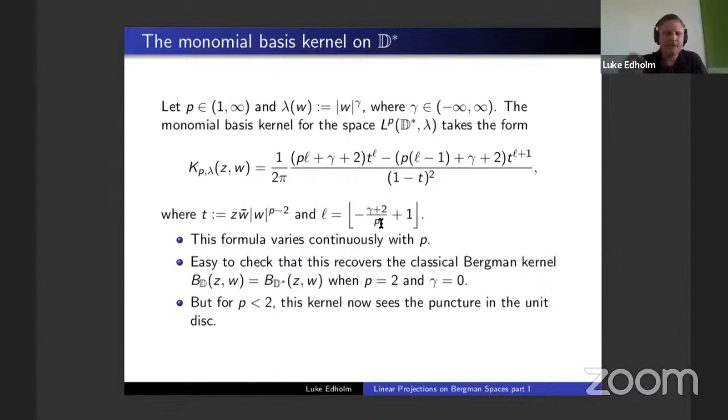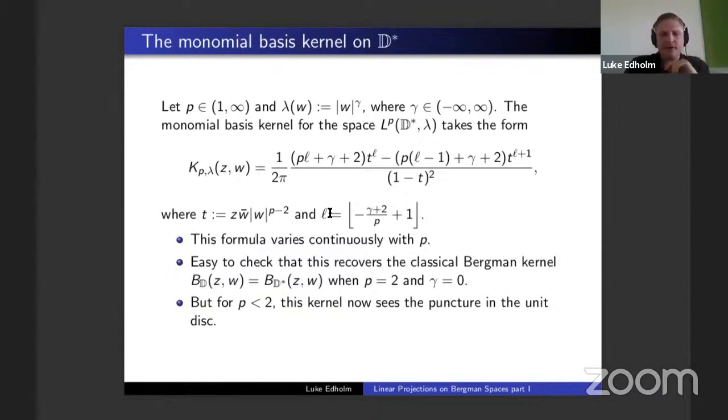All right, you might think that's kind of ugly looking. For instance, this thing is often going to be a negative integer. And so you're now building this pole at the origin into this thing, as opposed to the classical Bergman projection.